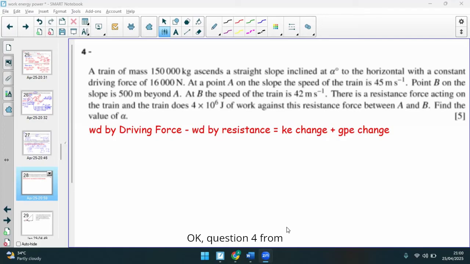Okay, question 4 from the topical. So let's see what we have here. Now, this is an energy question, so we are going to use the energy work formula. Look, this is in joules, okay? That means it's work done. So read it from the start and then we'll go through it.